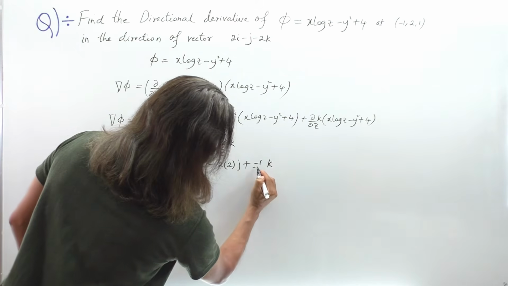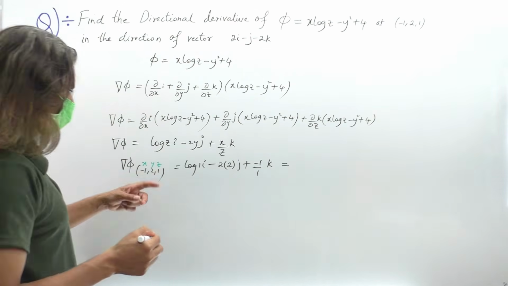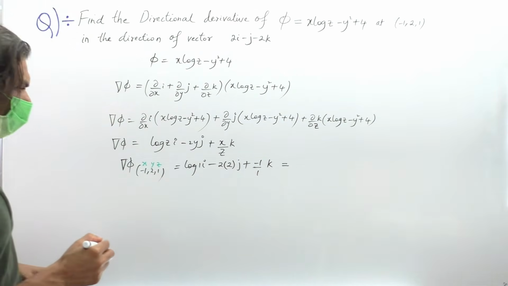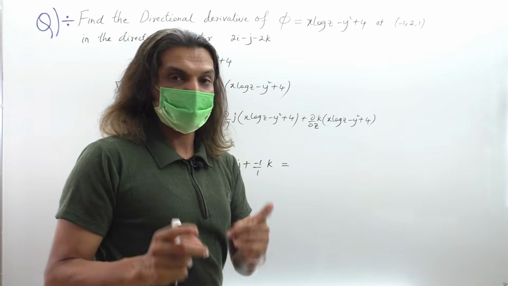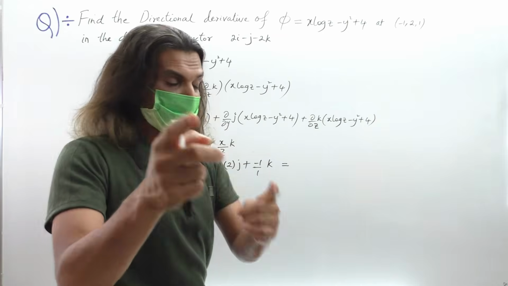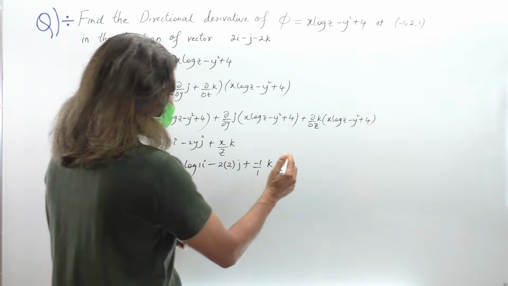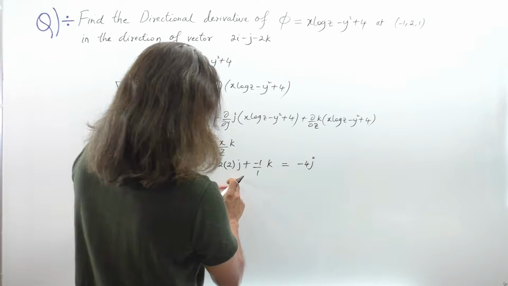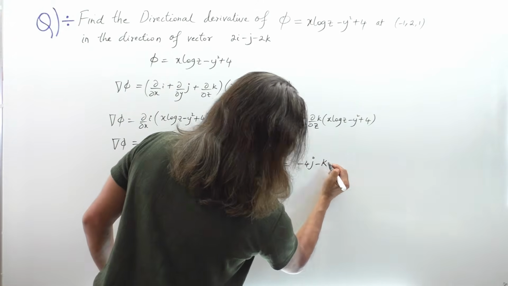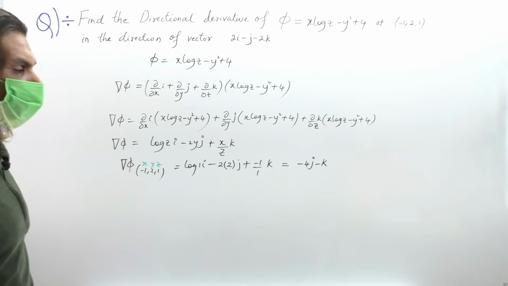So del phi at the point minus 1, 2, 1 will be, what is log 1? Log 1 is always 0. Remember it. Log 1 is 0, then 2 to the 4, minus 4j, and minus k. This is what I get for del phi at the point minus 1, 2, 1.